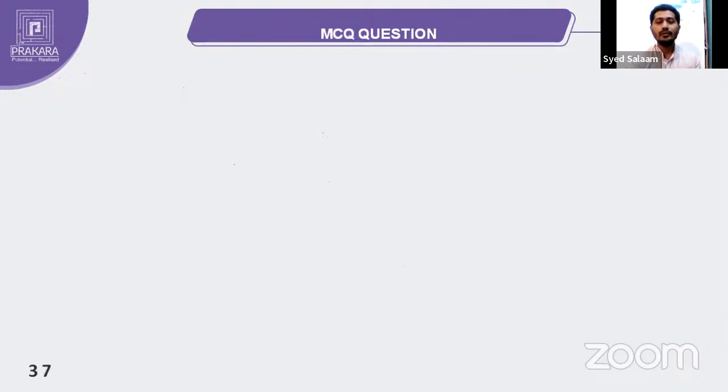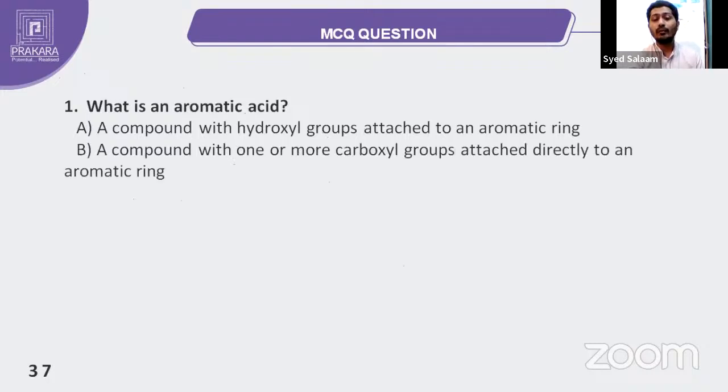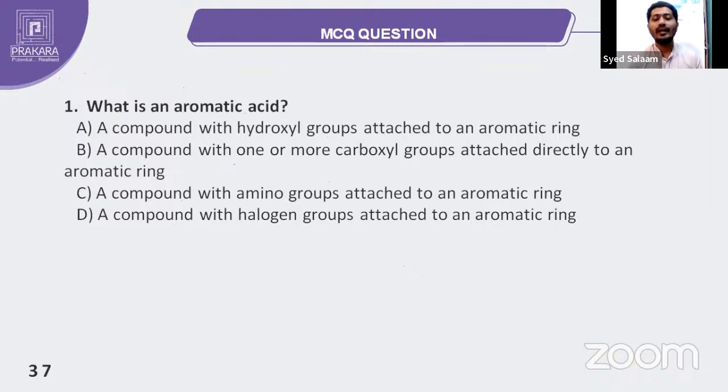Okay. So coming to the multiple choice questions based on our discussion, not all the questions are out of portion, because whatever we have discussed in the webinar will be there in this MCQ. Okay, so here, what is aromatic acid? A compound with one or more carboxyl groups attached directly to an aromatic ring, or a compound with a hydroxyl group, or a compound with an amino group attached to an aromatic ring, or a compound with a halogen group attached to an aromatic ring. What is an aromatic acid?